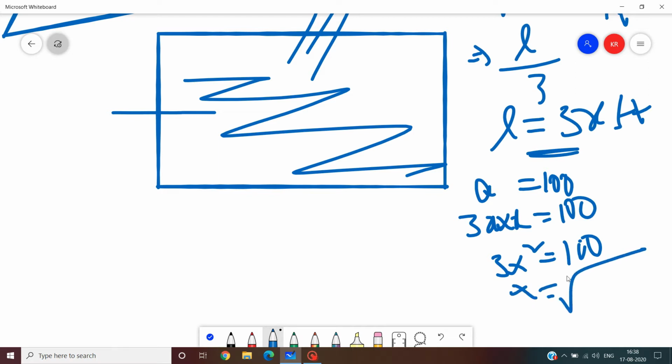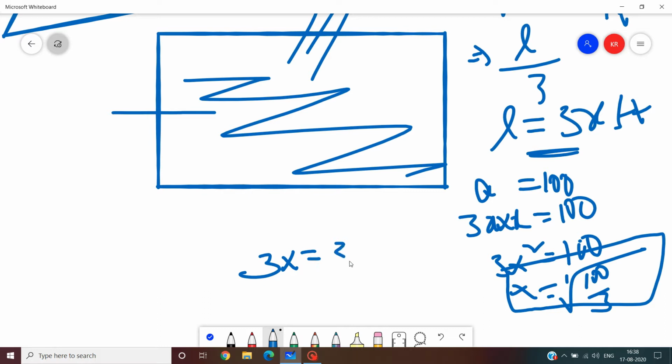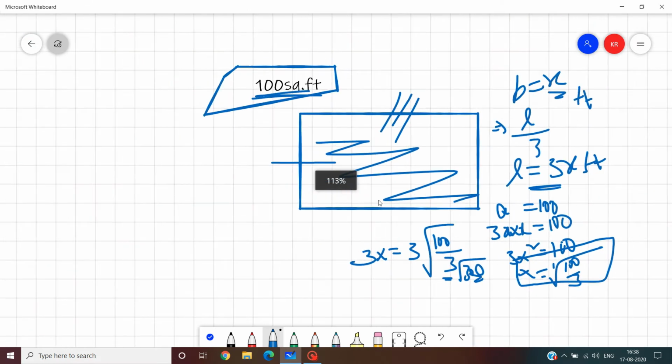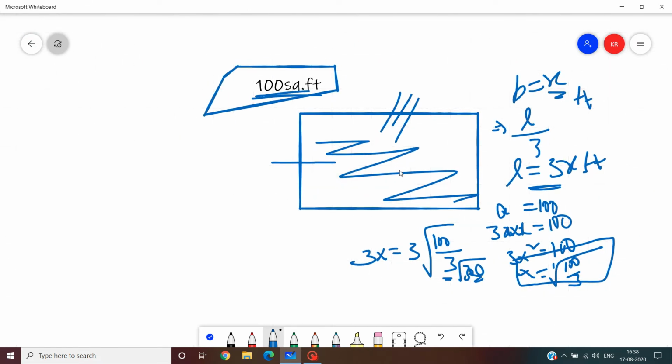x is equal to root of 100 by 3. So this is the breadth of the rectangular plot, and to find the length of the rectangular plot we have to multiply it by 3. So it will be 3 into root 100 by 3. So this will be root 300, right? So this is how we form a polynomial.